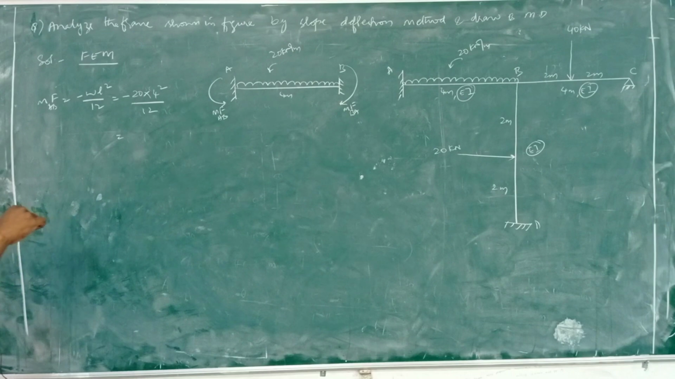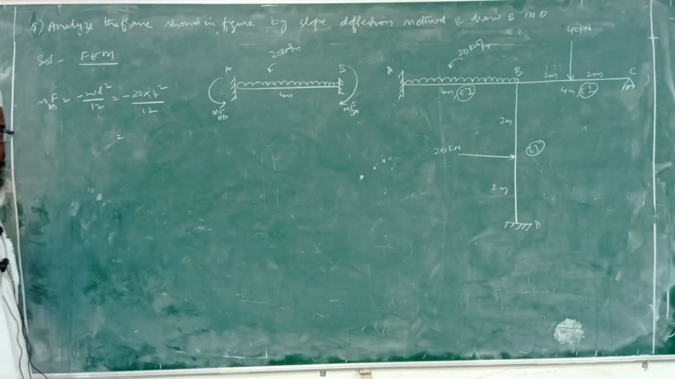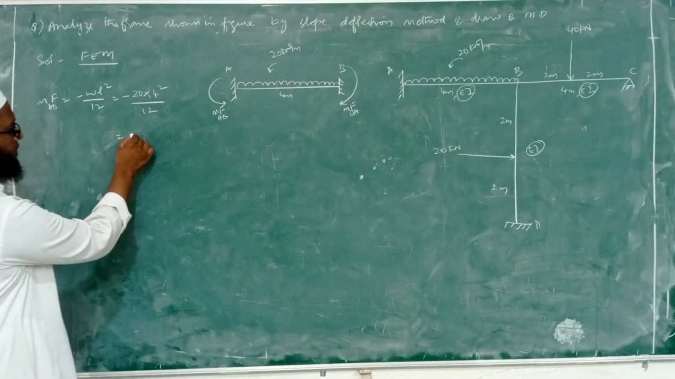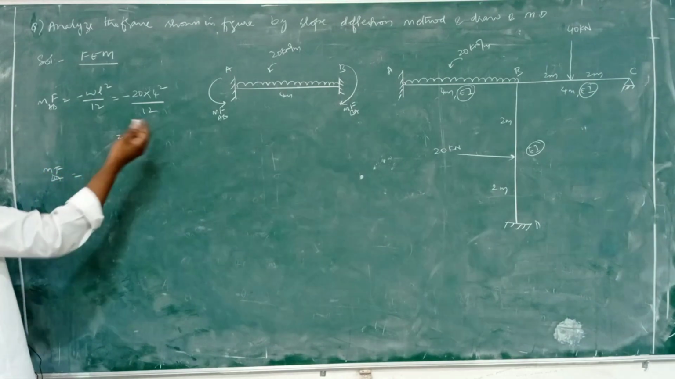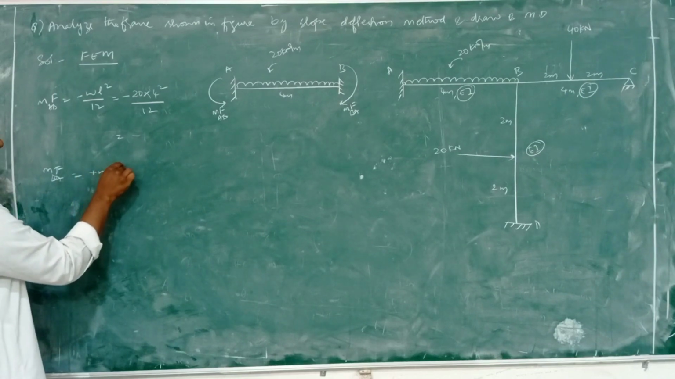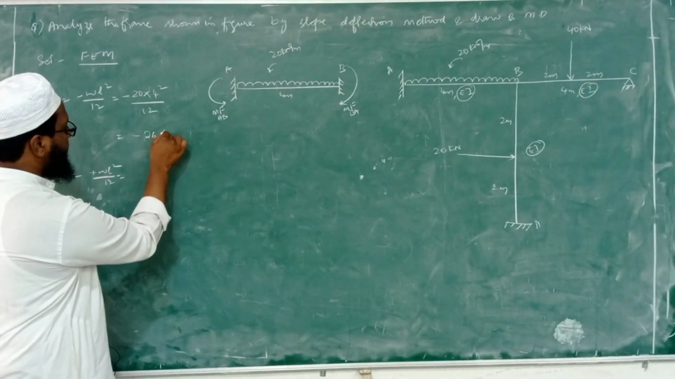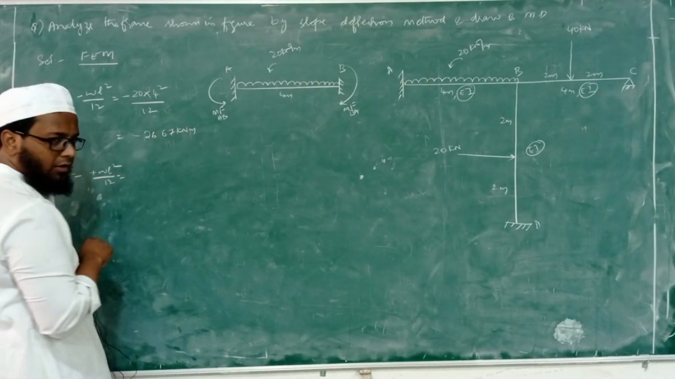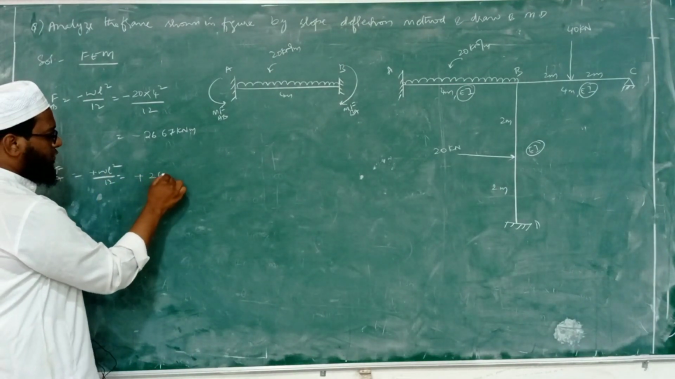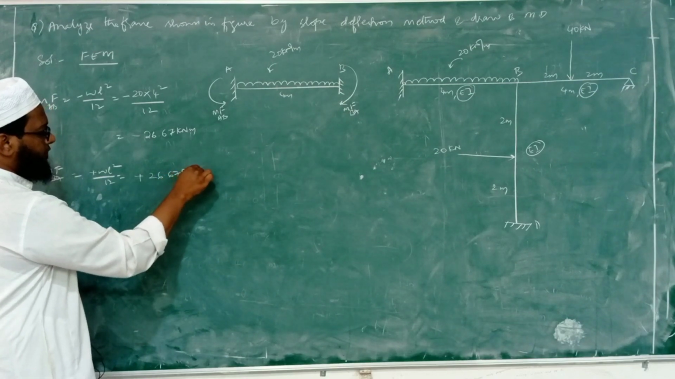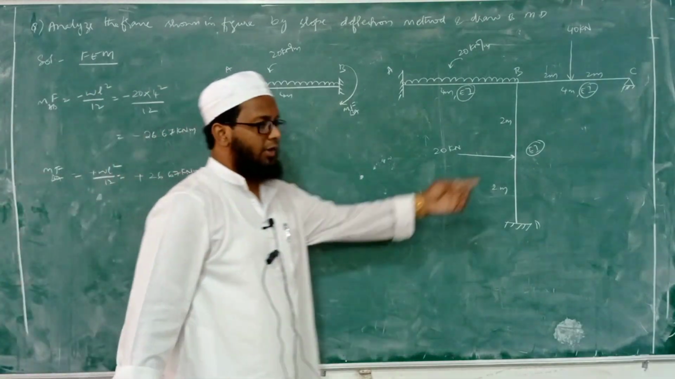What is the value? Four sixteens are 64, 64 into 20. Tell me the value. And along with that, we have MF BA in the same beam, that will be WL square by 12. How much? 26.67 kilonewton meter. And for this one also you will get the same value but in positive sign, that is 26.67 kilonewton meter.